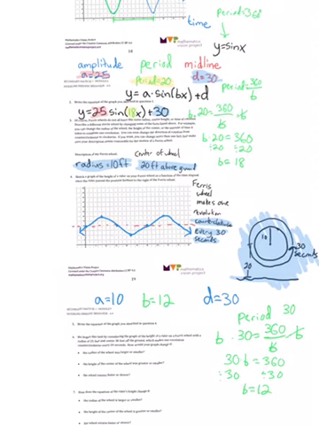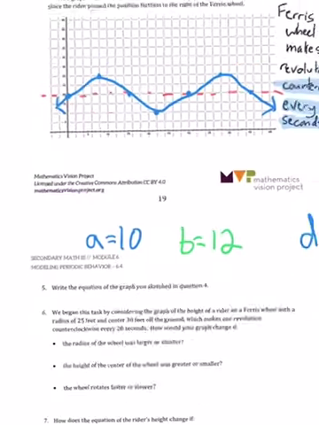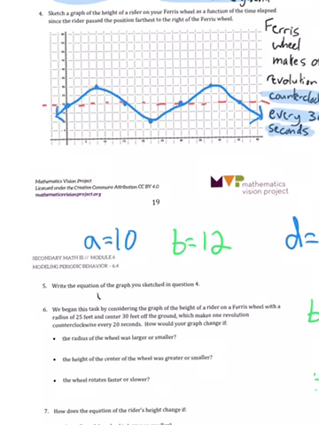And now I can go ahead and write my equation. My equation is going to be y equals 10. This is a sine function. All of our functions today are sine functions. So 10 times sine, in parentheses, 12t, because our x-axis is being represented by t today, plus our midline of 20. That's how we're going to write this particular equation.